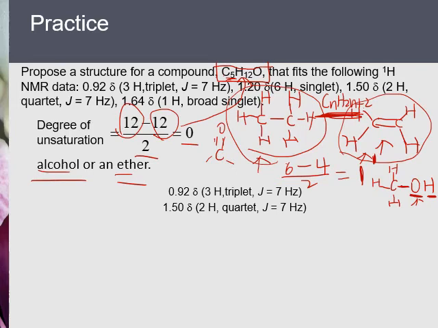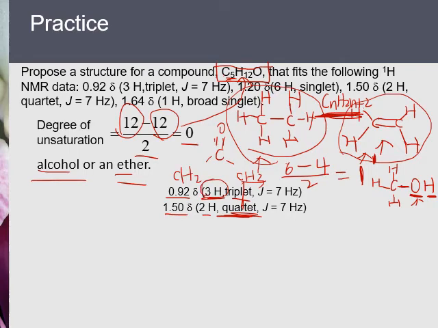First, it says it has an absorption peak at 0.92 with 3 hydrogens, which is a triplet. If it's a triplet, that means the neighboring carbon has 2 hydrogens, so you have a CH2 adjacent to this CH3. A second peak at 1.50 has 2 hydrogens, which appears as a quartet. A quartet means an adjacent carbon has 3 hydrogens, so there's a CH3 neighboring it.